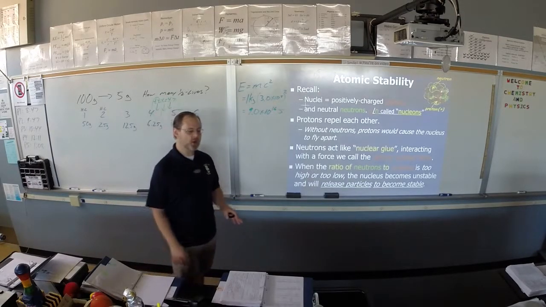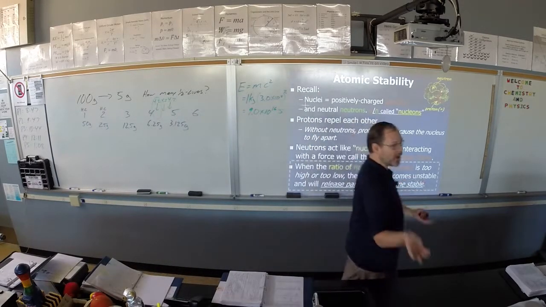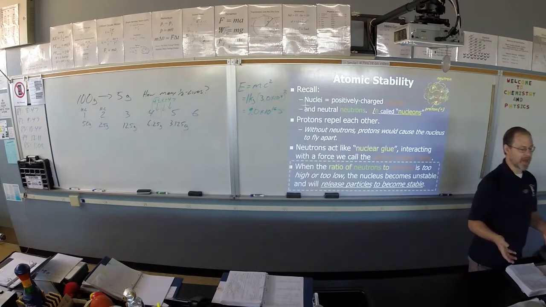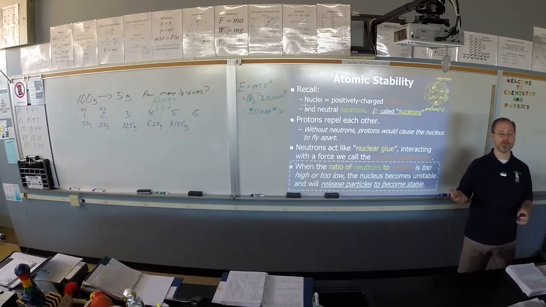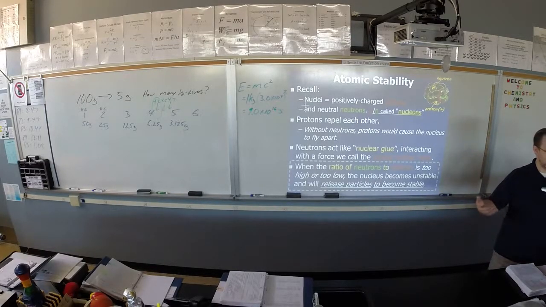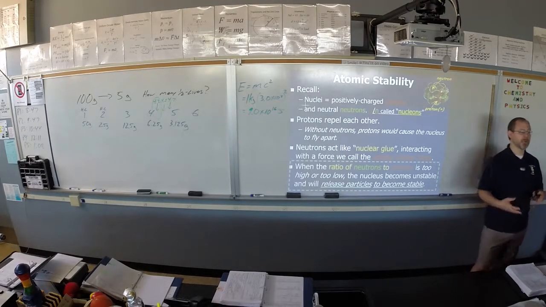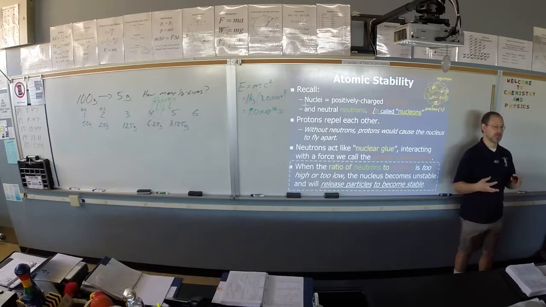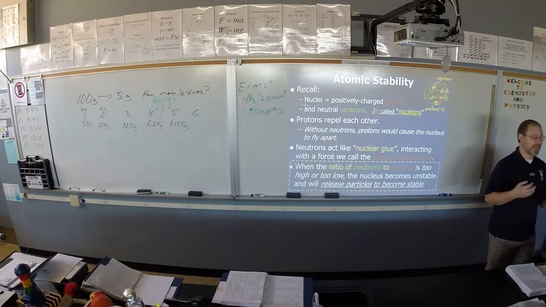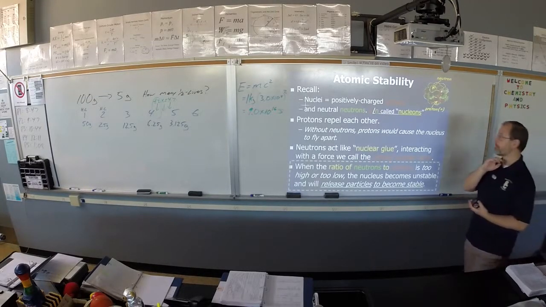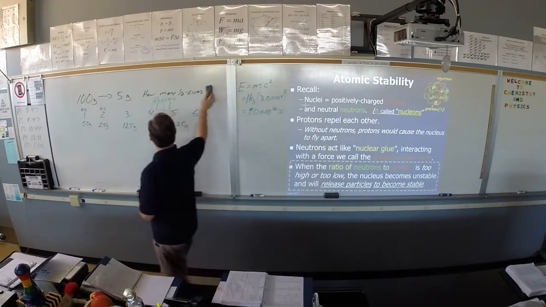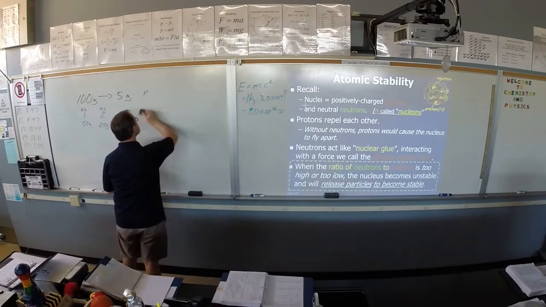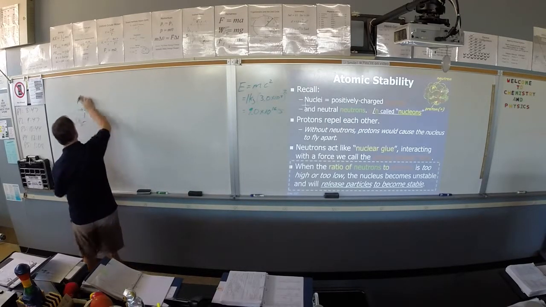So if the ratio of neutrons to protons gets way off, then the atom becomes unstable. If there are too many neutrons, those neutrons have nothing to do, the atom becomes unstable. If there are not enough neutrons, the protons can't be held together, and the atom becomes unstable. This is the part where you use a calculator.